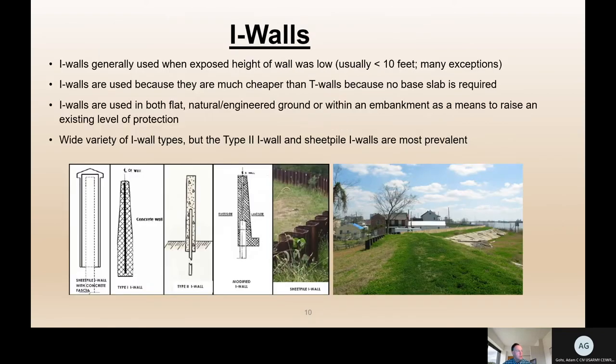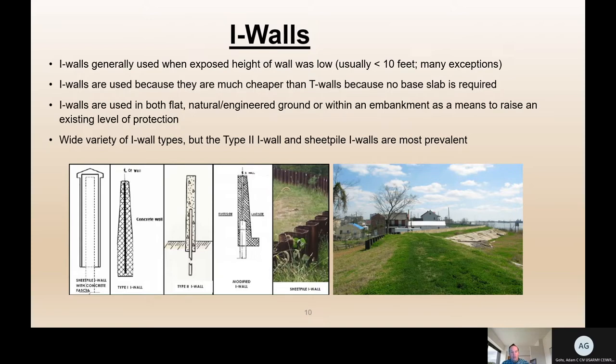So I-walls were really intended to be used only when the cantilever height was low, under 10 feet, but there are many exceptions to that. In some cases, much taller than 10 feet. And they're less expensive to build than T-walls. So no base slab, no real foundation element other than driving sheet piles into the ground. And they've been used in both flat natural ground and in embankments.